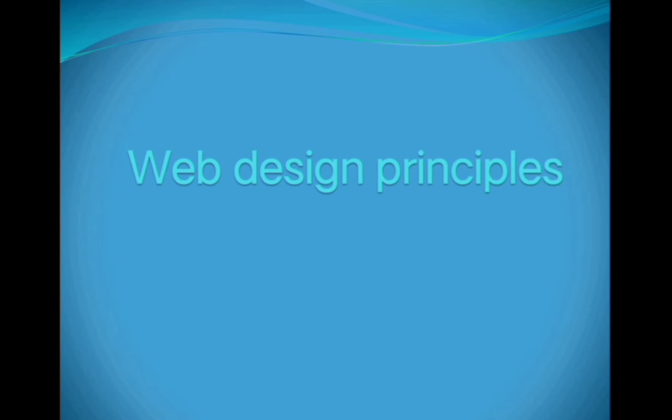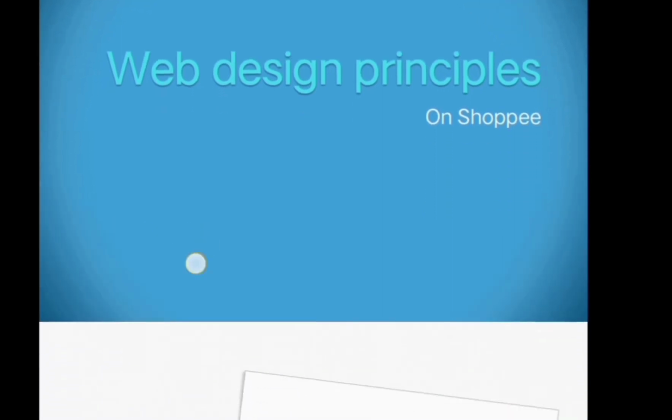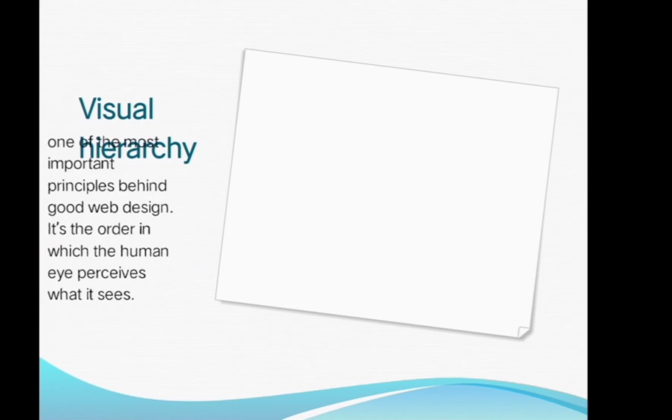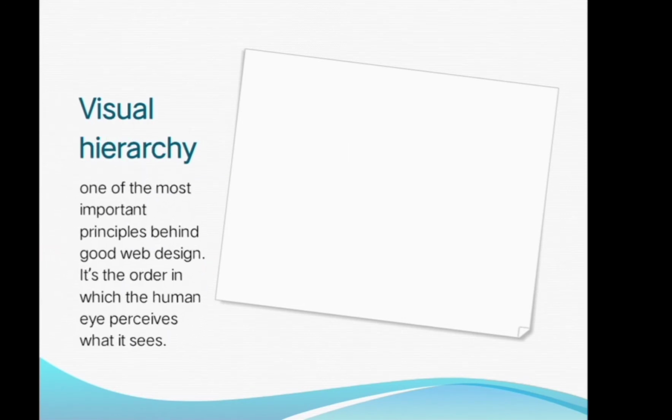In this lesson, you're going to learn about web design principles. But this time, we're just going to focus on the app Shopee. So let's start. What is visual hierarchy? An efficient and smart web design requires cohesive, clear visual aids so that the visitor has quick and easy access to what they are looking for.